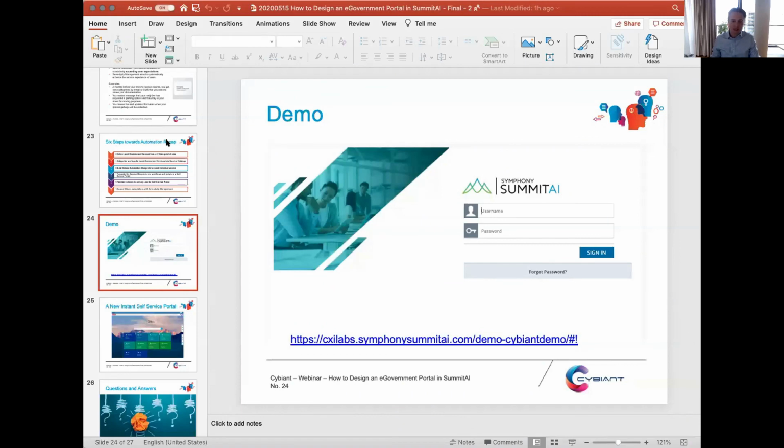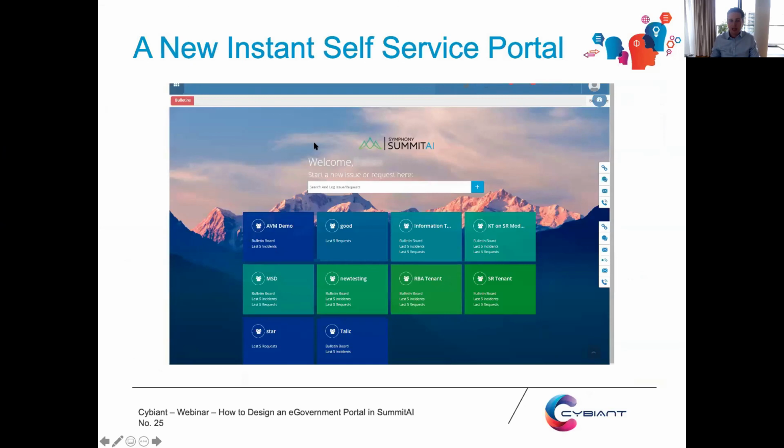I have a couple of closing slides before we move to the question and answer section. So what we've just done is that we've built a self-service portal in which we can make sure that each of those different departments have their own section on the website and through which they can start delivering services to their citizens. And that's a very short overview of how you can build a self-service portal in Summit AI.